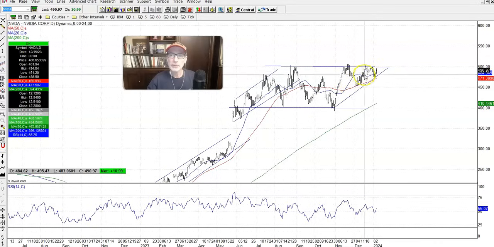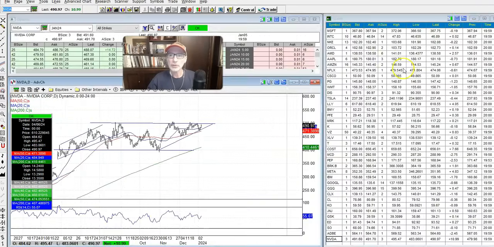The more times it's pushing up against that 500, eventually it's going to give way and it's going to go up. So keep an eye on Nvidia, $500 key level. All right. So let's see what other stocks we have.